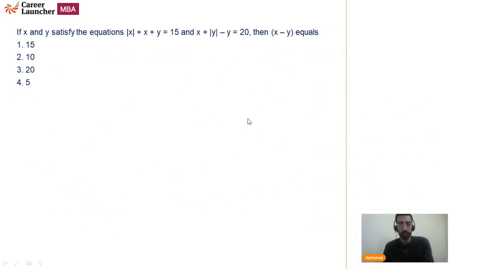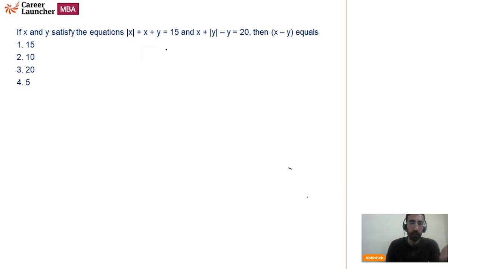Question 14 says x and y satisfy the equation given. Mod x plus y is 15. Mod x plus mod y minus y is 20. What is the value of x minus y?